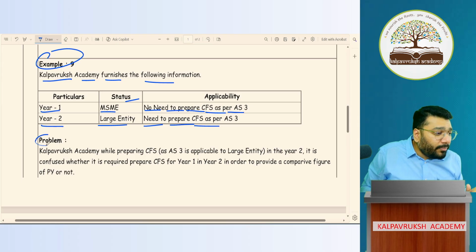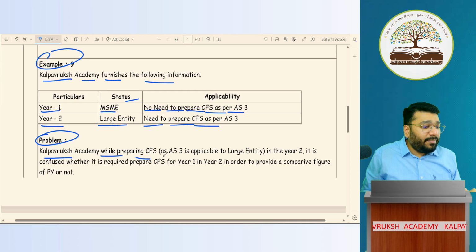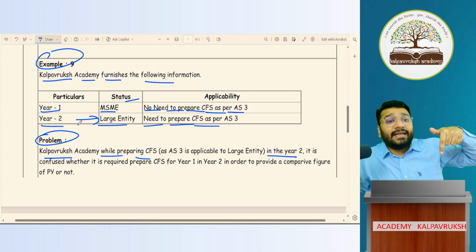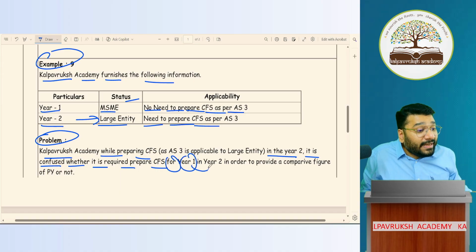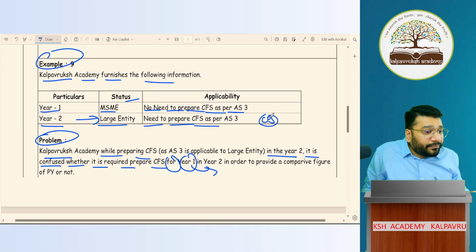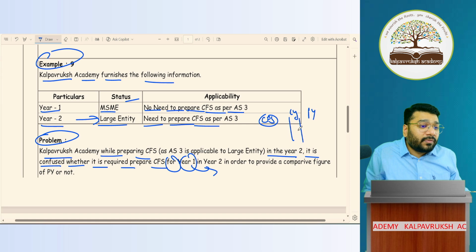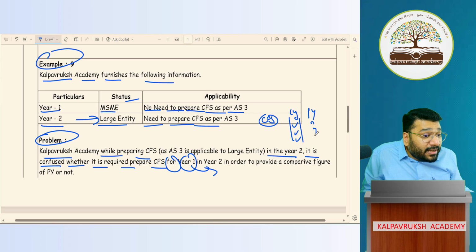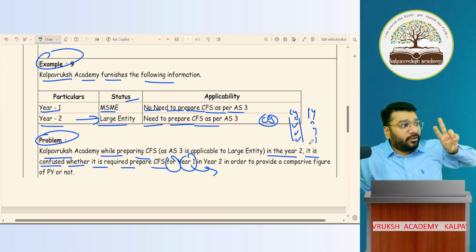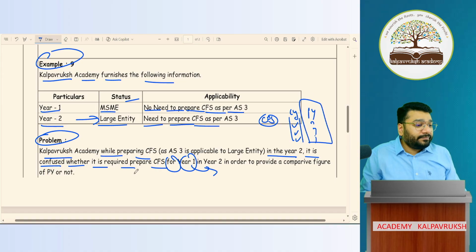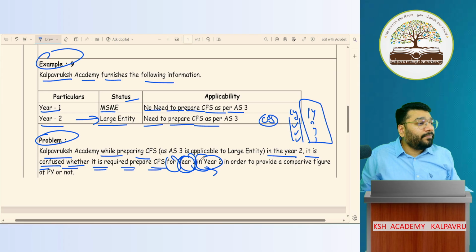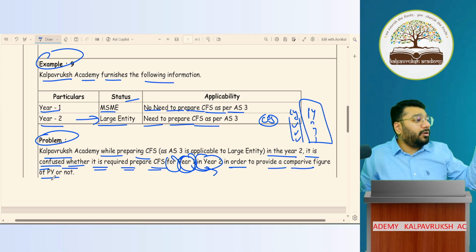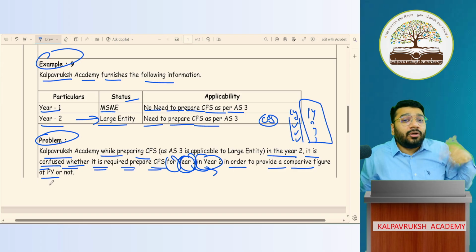Now, what is the problem? CA.Prathik Academy, while preparing cash flow statement in year 2, a large entity year, is confused whether it is required to prepare cash flow statement for year 1 in year 2. When I prepare the cash flow statement, I'll have 2 columns. One is the current year column, one is the previous year column. Current year's data I'll put in. Previous year's data, should I put it in the current year 2 or not? In year 2, should I give the data of year 1 or not? It is confused whether it is required to prepare cash flow statement for year 1, in year 2, in order to provide a comparative figure of the previous year or not. That is the question.